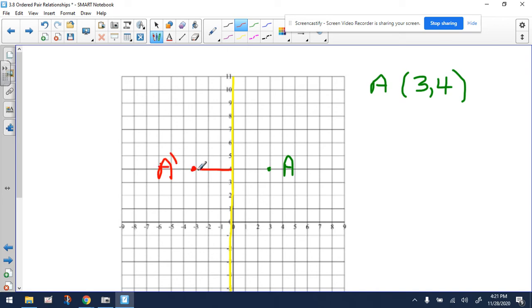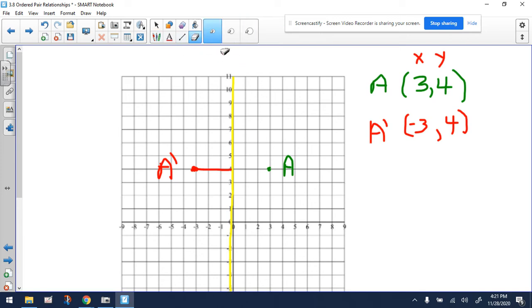All right, so what's the point for this? What's the ordered pair of the reflection of point A? Now, if we think, what's the ordered pair? We're going to the left 3, but we're still at the 4 on the y. So again, notice that the x-coordinate is opposite, the y-coordinate is the same. Now, if we're going to take that same point, and instead of reflecting it over the y-axis, now let's look to see what would happen if we reflected that instead over the x-axis. So let's take that original point, that green point, point A. And now let's reflect it over the x-axis.